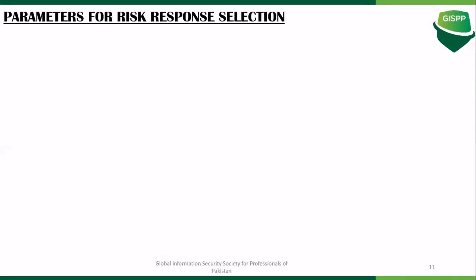Now, what are the parameters that you have to keep in view for risk response selection? The first is the cost of the response. This can be the cost of the insurance premium or the cost of controls itself, in case you're going for a risk mitigation. The second thing is the importance of risk. This can be the position of the risk on the risk map, which should be derived from the combined value of the likelihood and impact.